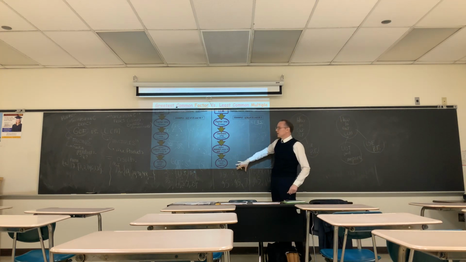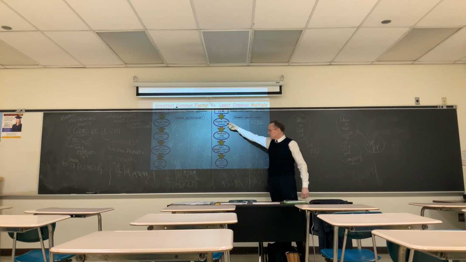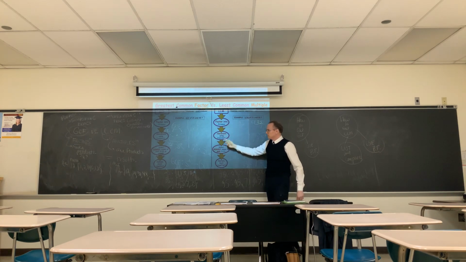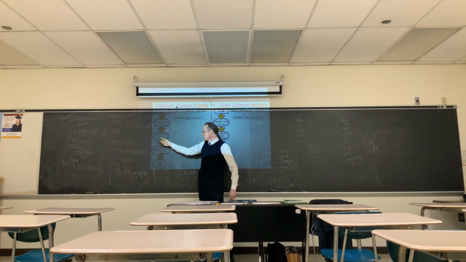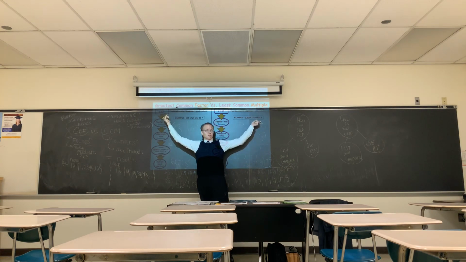keep this method in mind. When you use trees, we use upside down division by primes. It's this train of thought. It's slightly distinct from this train of thought for finding GCFs and LCMs respectively.